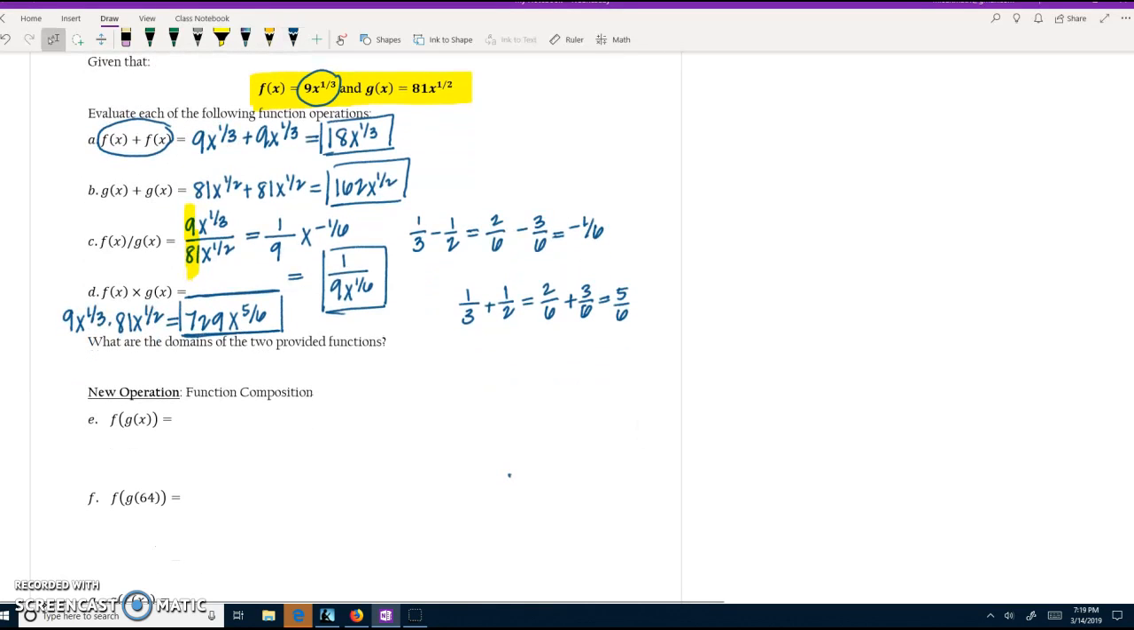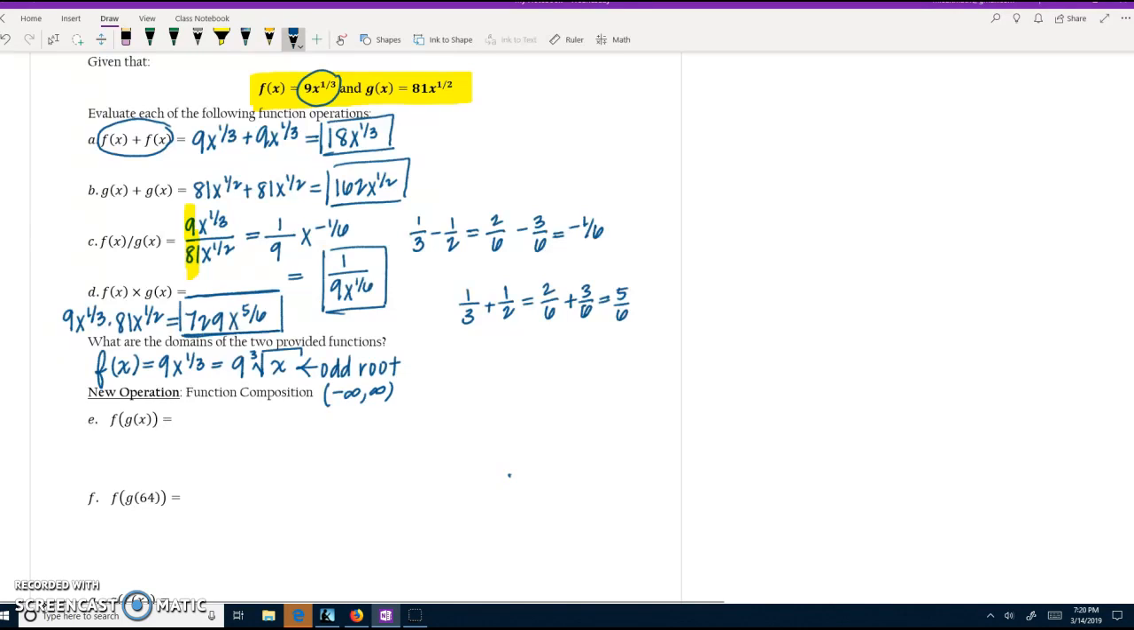Now the next operation asks us about the domain. So the domain, again, is just what x value can you plug into the function. So our first function, f of x, is equal to 9x to the 1/3. That's really the same thing as saying 9 times the cubic root of x if we converted it into root form. And so anytime you have an odd root, like this is an odd root, you can plug any x value you want in. So the domain here would be from negative infinity to positive infinity, or all real numbers.